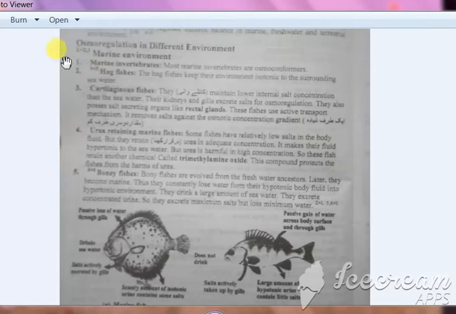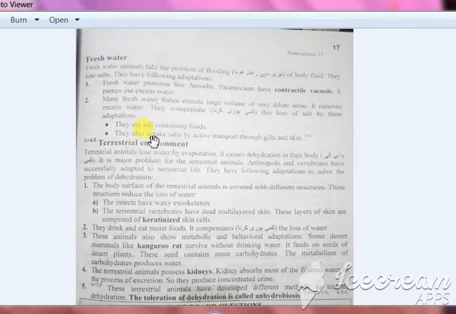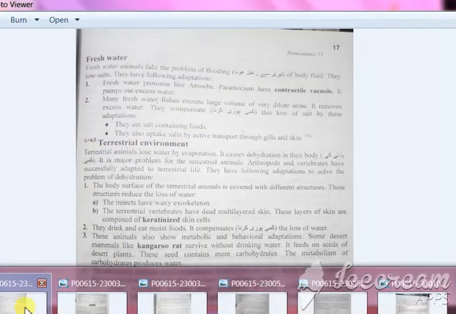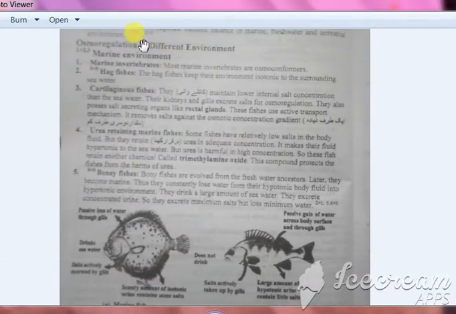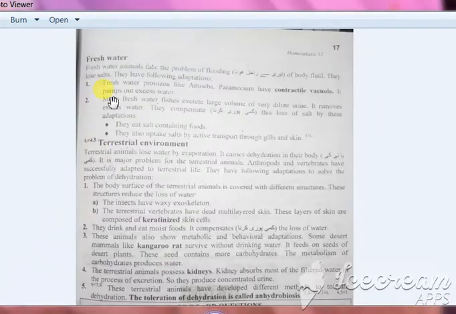So osmoregulation is one of the types. We discussed three types: osmoregulation, thermoregulation, and excretion. So here is osmoregulation. In different environments, there are two types of environment we will discuss. One is the aquatic environment, and the second is the terrestrial environment. Here you can see this one is the terrestrial environment and this one is the marine environment, or aquatic environment. In the aquatic environment, two further cases are present. The first one is the marine environment and the second one is the freshwater environment.